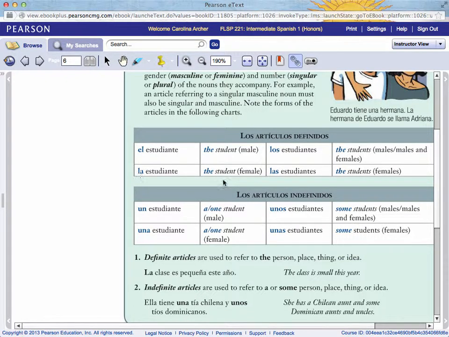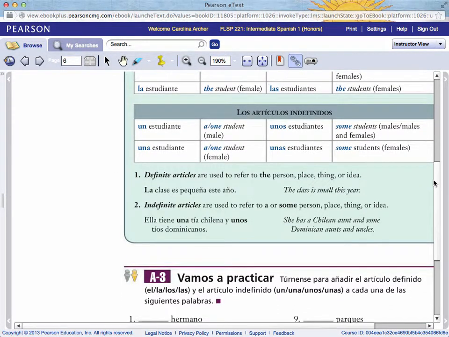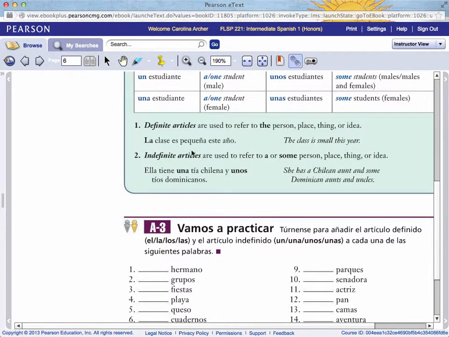Y los artículos indefinidos are the ones that talk about a student or some, okay, or one student. Un estudiante, a student or one student, male. Unos estudiantes, some students, either all males or males and females combined. Una estudiante for female, o unas estudiantes, all right? So definite articles are used to refer to the person, place, thing, or idea, okay, something specific. La clase es pequeña este año. The class is small this year. And indefinite articles are used to refer to a or some person, place, thing, or idea, all right?